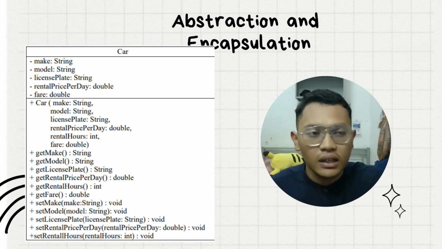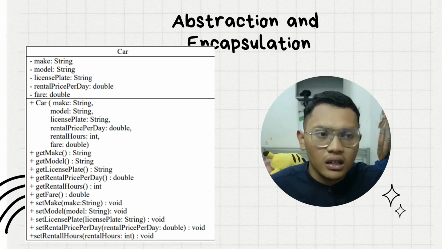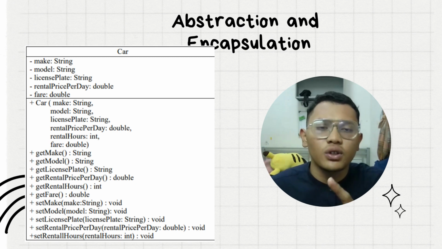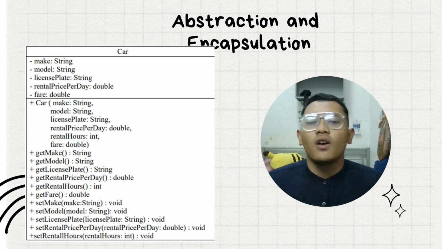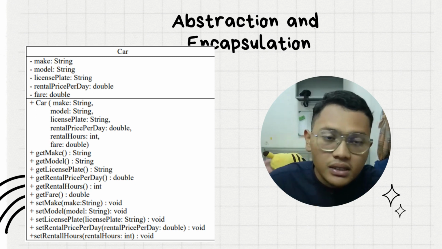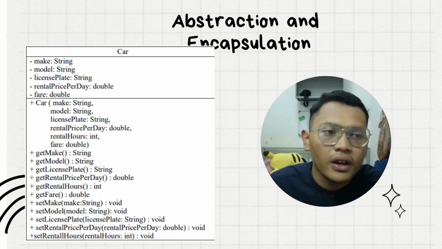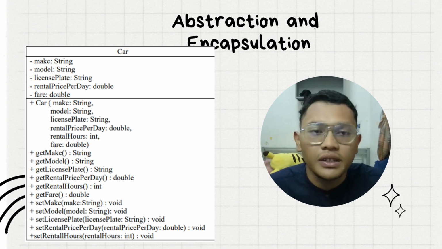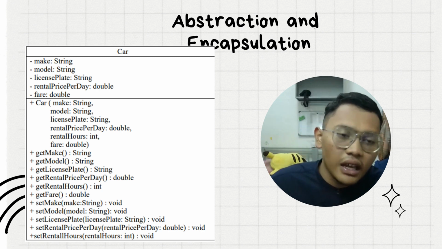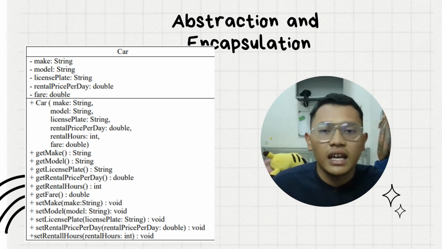In this class, abstraction is achieved through the use of access modifiers and getter and setter methods. The instance variables make, model, license plate, rental price per day, rental hours, and fare are declared as private. That means they are only accessible within the class and cannot be directly accessed from outside.